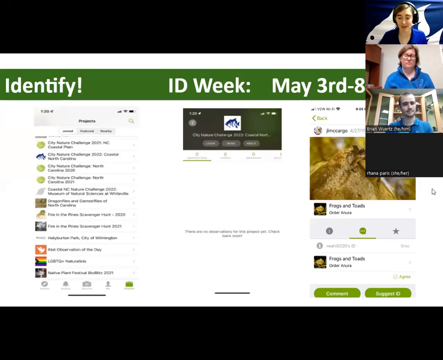So for our CityNature Challenge, if you do participate, you are going to be helping us to document all kinds of species we have in coastal North Carolina. I think our coastal biodiversity is awesome and is the coolest set of plants and animals in the state. So I hope that we'll be able to show that off and beat some of the other regions in our in-state competition this year.